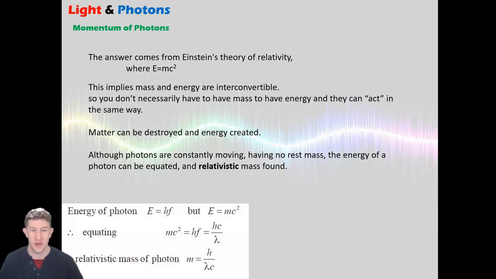So looking at this, we've used E equals hf so far, but we also know that E equals mc squared, so Einstein's theory. If we substitute them together, we get mc squared equals hf, rearrange or replace for the hc over lambda format, and therefore we can solve for m, and we call this the relativistic mass. So the relativistic mass of a photon is given by h, Planck's constant, divided by its wavelength times the speed of light.